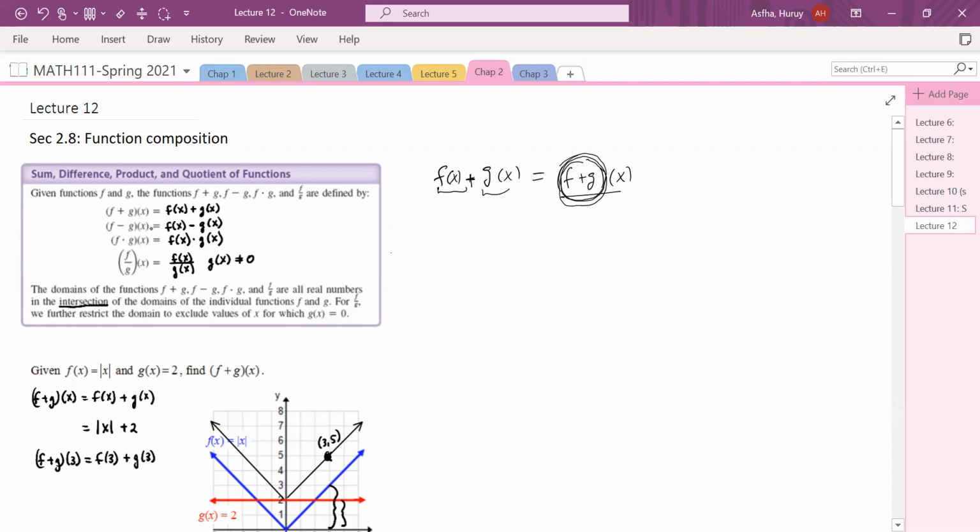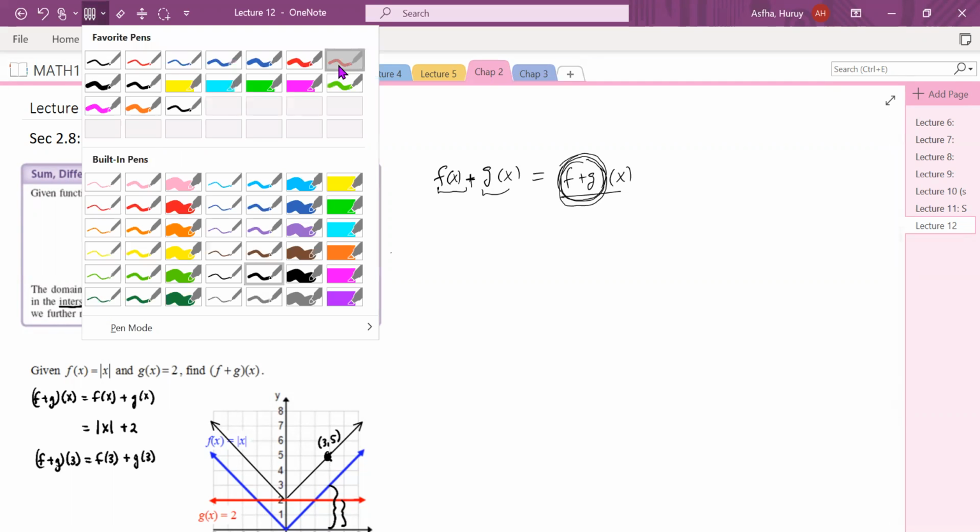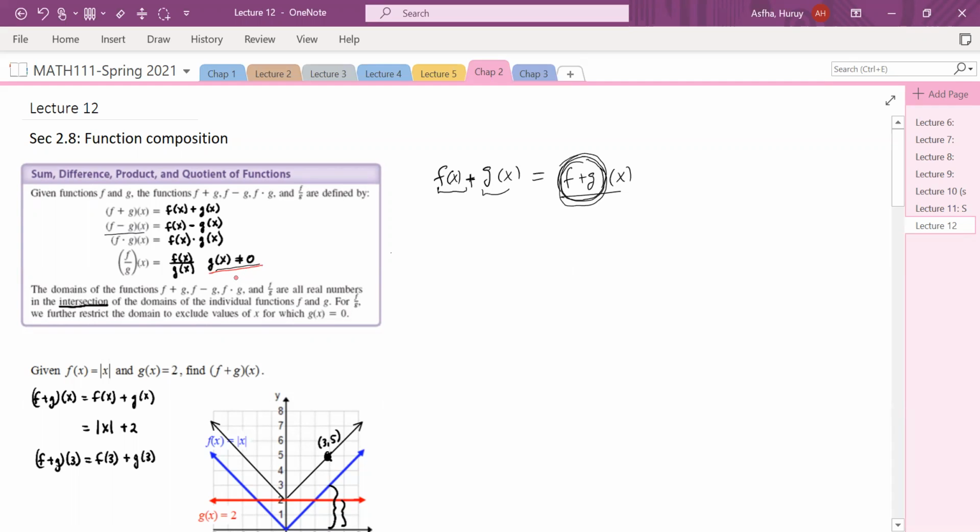And similarly, (f minus g) of x is equal to f of x minus g of x. (f times g) of x is f of x times g of x, and (f over g) of x, or f divided by g of x, is f of x divided by g of x. Since this is division, we want this denominator to be different from 0. Therefore, we have to have this restriction: g of x different from 0.